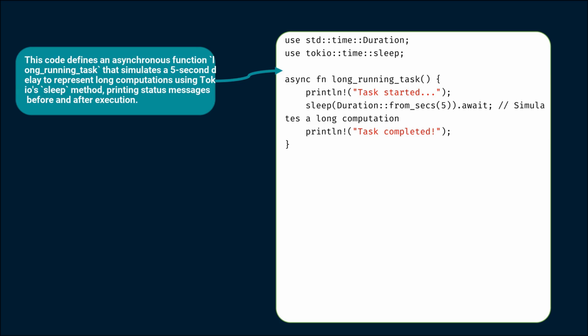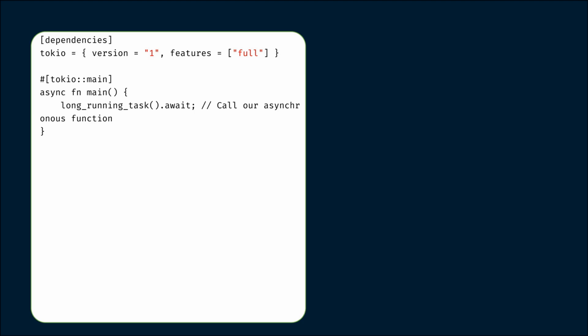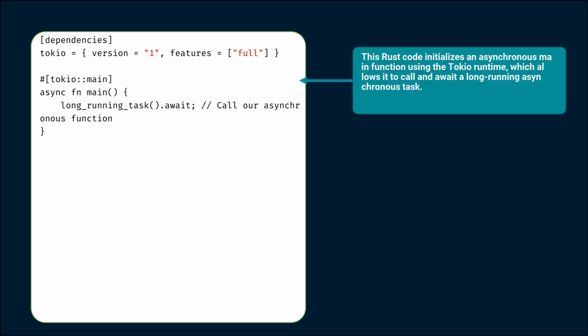This structure effectively demonstrates how to create non-blocking operations, enabling other tasks to run while waiting for the simulated task to complete. Now let's implement a Tokio runtime in our Rust project to manage asynchronous tasks effectively. First, we need to add Tokio as a dependency in our Cargo.toml file, specifying its version and enabling the necessary features to ensure we have access to a full set of Tokio's capabilities.